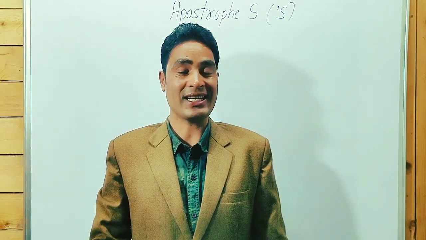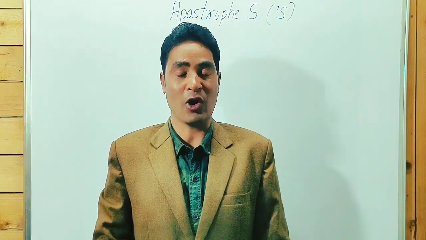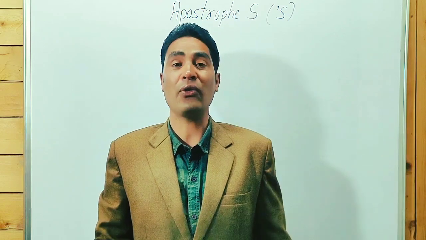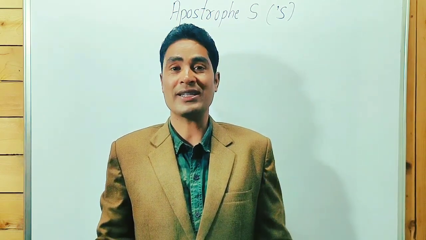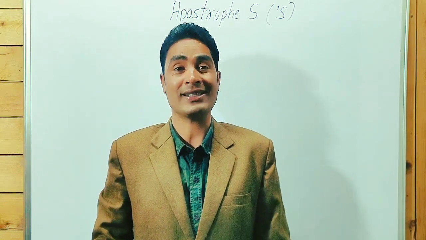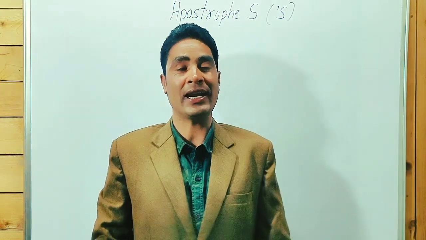In the very first session of the noun we learned about types of noun. There are 5 types of noun. In the second session, noun and gender. There are 4 types of gender: masculine gender, feminine gender, neutral gender, and common gender. In the third, fourth, fifth, sixth, and seventh sessions, the last 5 sessions, we learned about noun and numbers.